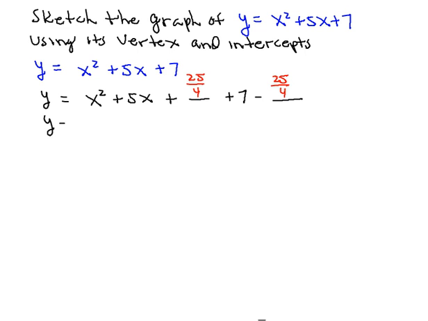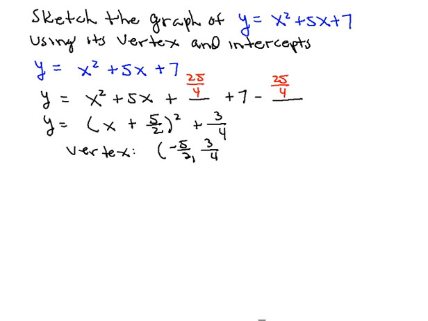And so now we next factor, we'll have x plus 5/2 quantity squared, and if we combine 7 minus 25/4, that will produce then 3/4. So we can identify the vertex then to be the point with coordinates -5 halves and positive 3/4.